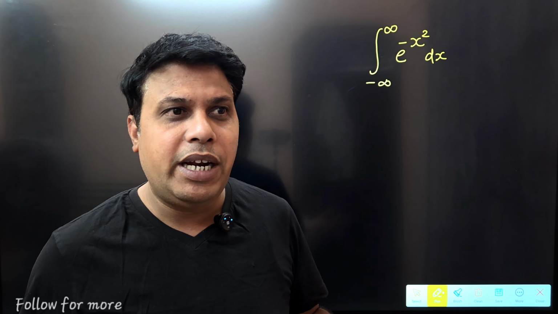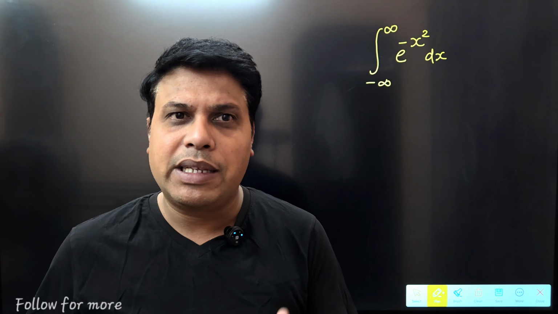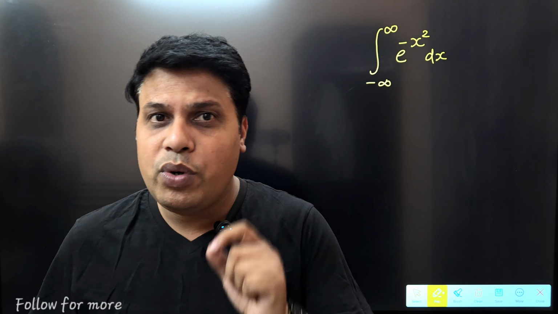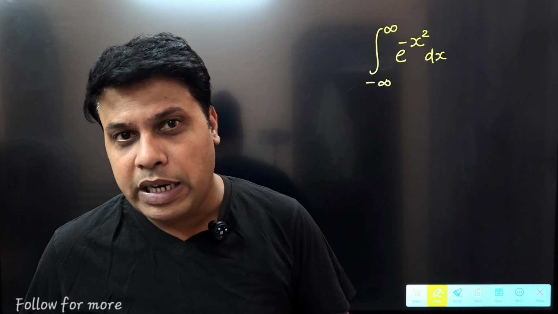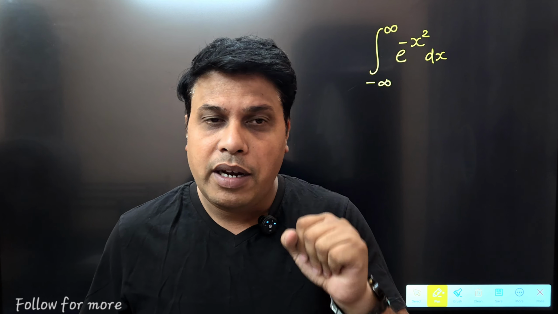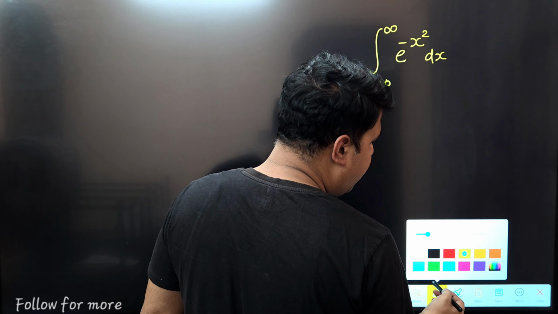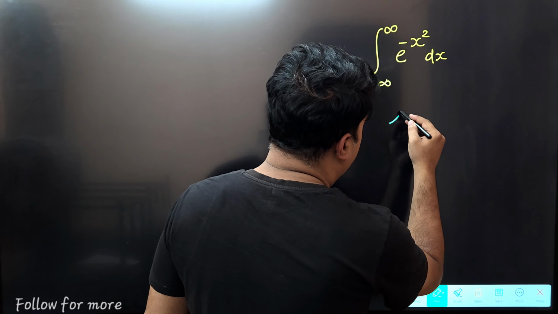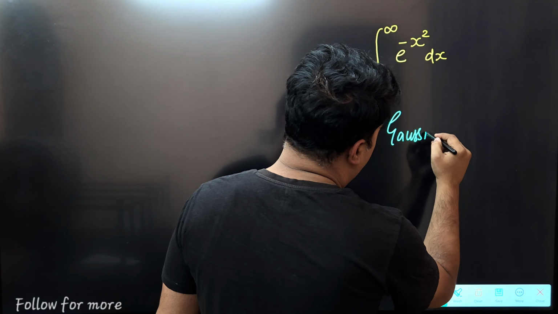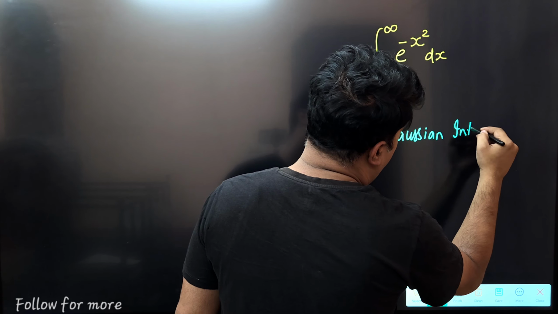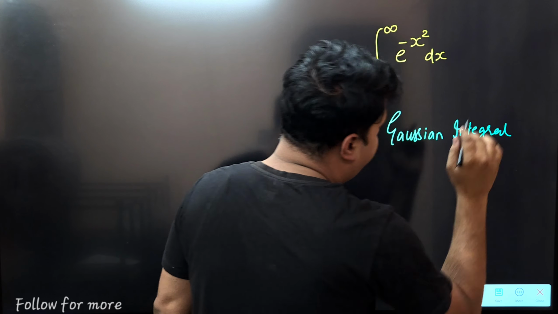It is not a normal integration that you can do by substitution method or by some other method. We have to do some adjustments so that we can get the answer of this integration, right? So it is famously known as a Gaussian integral.